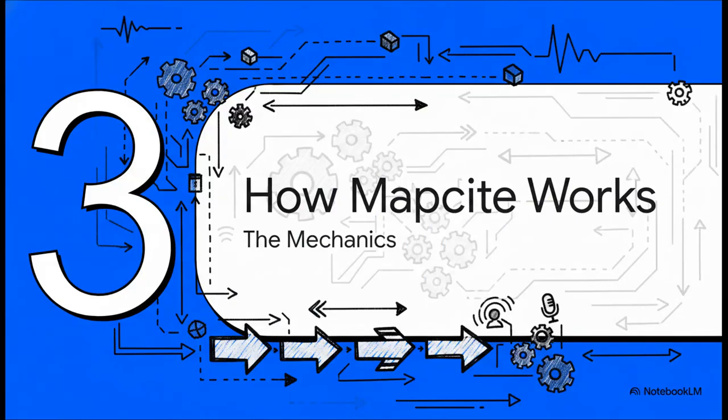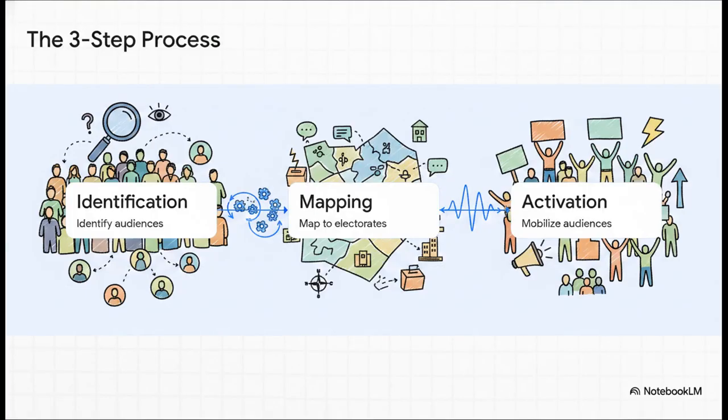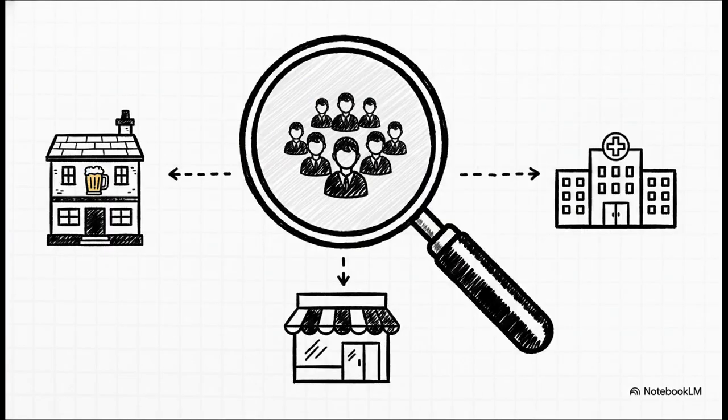Section 3. How MapSite works. So how does this actually work under the hood? Well, it builds through a highly sophisticated three-step mechanical process: audience identification, constituency mapping, and audience activation. Let's break each of these down because, honestly, the sheer sophistication here is what makes this whole thing so incredibly effective. Okay, step 1 is audience identification at scale.